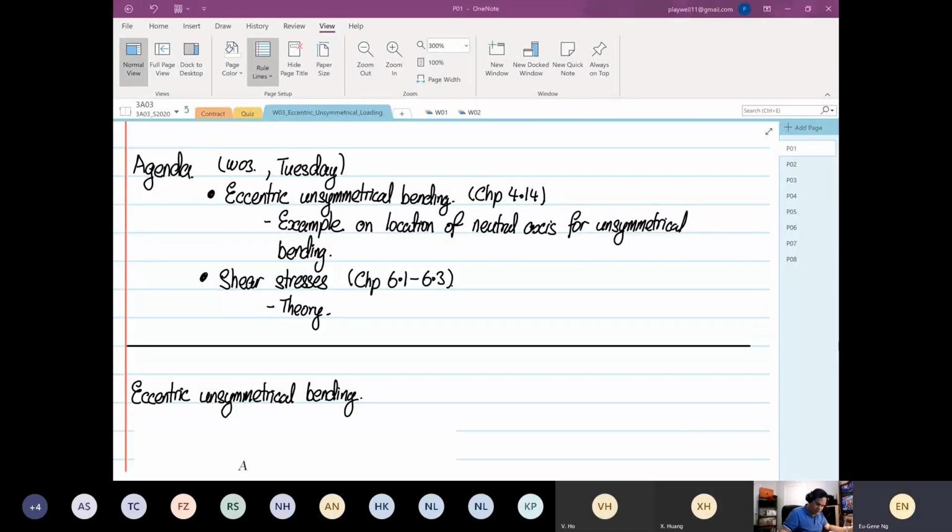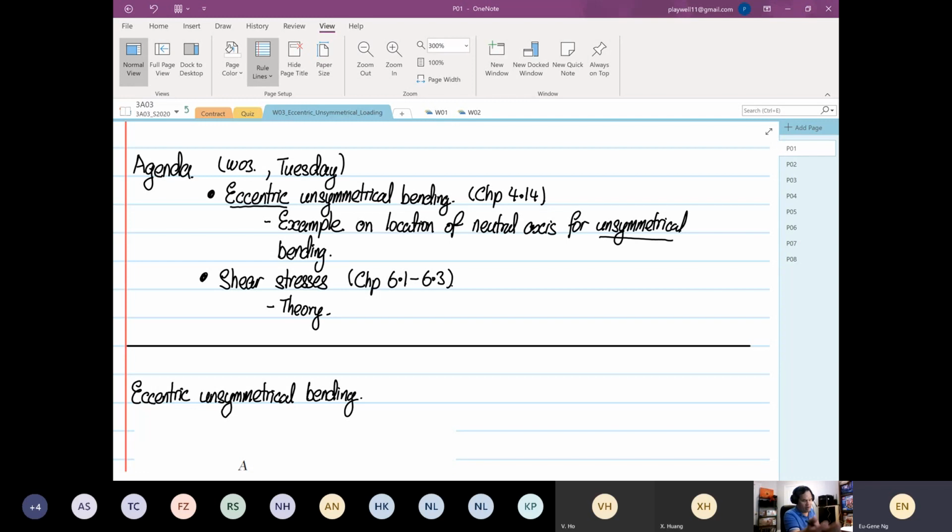So today's agenda, we are going to go through eccentric. Now it's different from last week. Last week was centric. We're going to look into eccentric unsymmetrical bending. Then we're going to deal with an example of location of neutral axis for unsymmetrical bending. And then we're going to start with one of the most confusing topics in structural analysis, which is shear stresses.